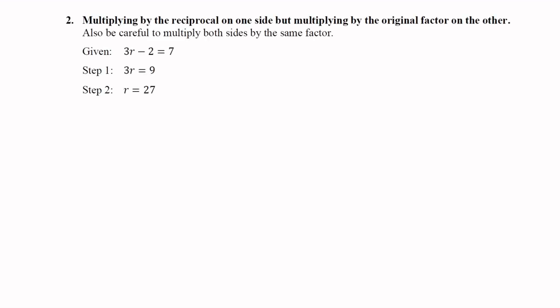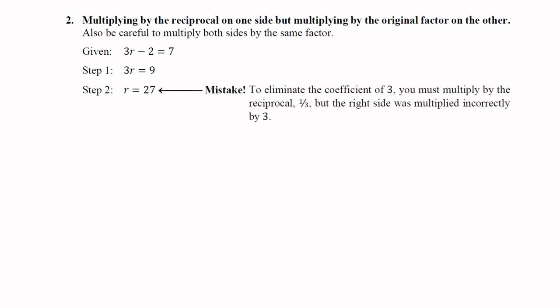For number 2, multiplying by the reciprocal on one side, but multiplying by the original factor on the other. So in this example here, first we added 2 to each side, so that's good. 7 plus 2 is 9. That leaves us with 3r. But here, we should multiply each side by 1/3, but instead we multiplied the right side by 3 and not 1/3. So that is where our mistake is in this one.